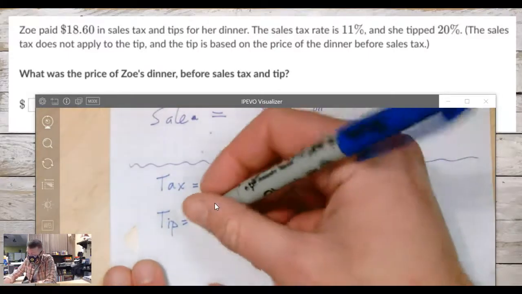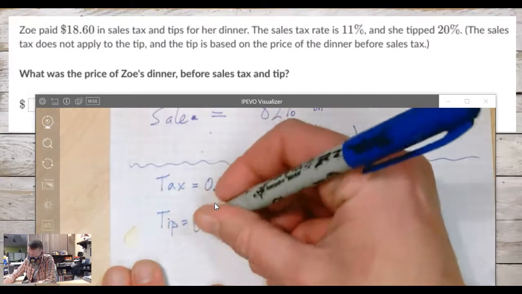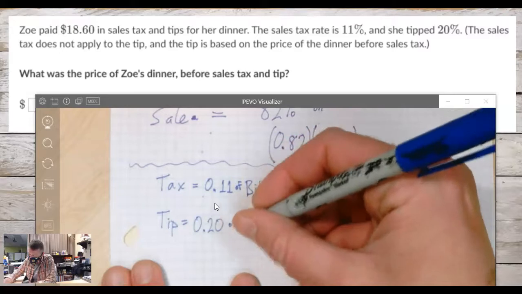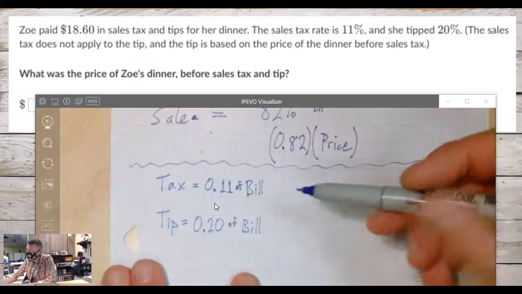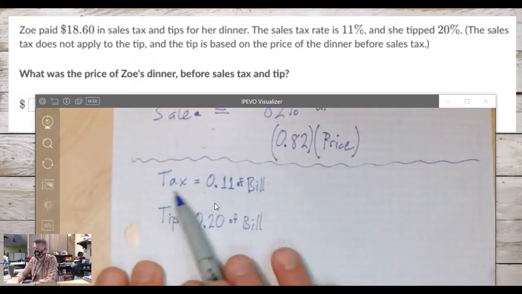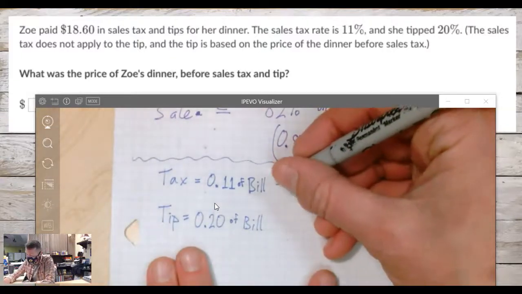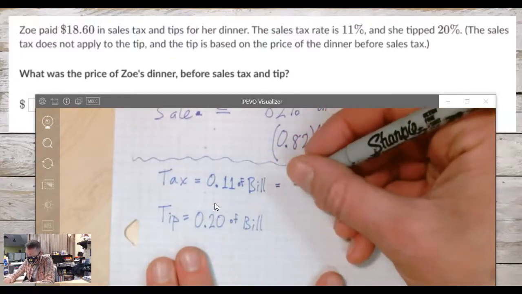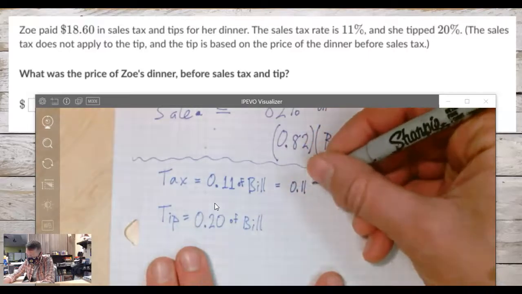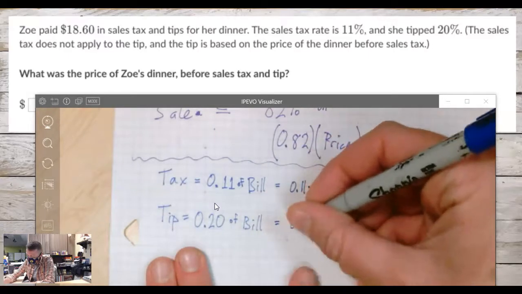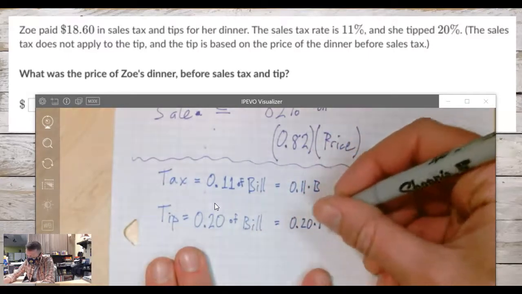And they tell us the tip that they tipped is 20%. So 0.2 of the bill. Does it make sense why I wrote tax equal to 0.11 of the bill and tip equal to 0.20 of the bill? Okay. So from here we can say, well, of tells us to multiply, right? So this is really 0.11 times b, and this is really 0.20 times b.